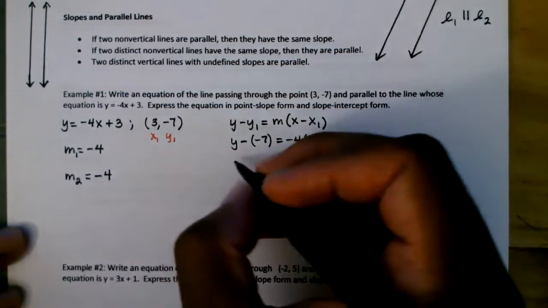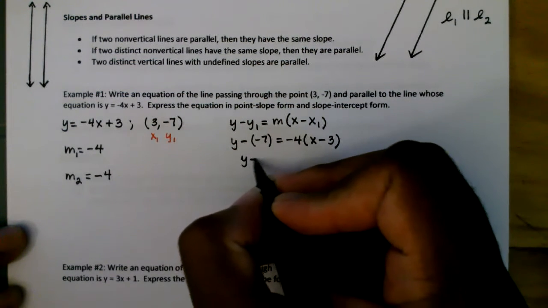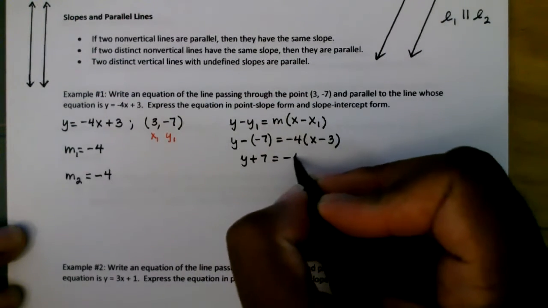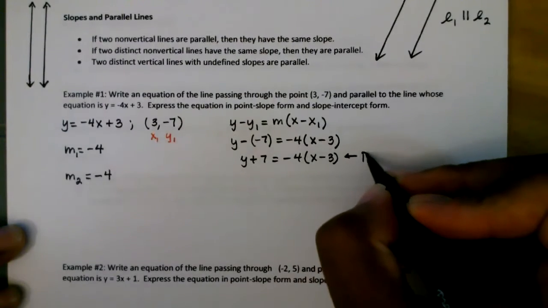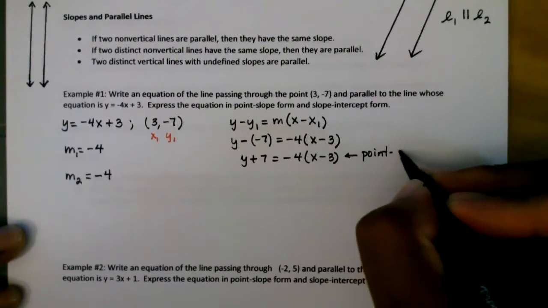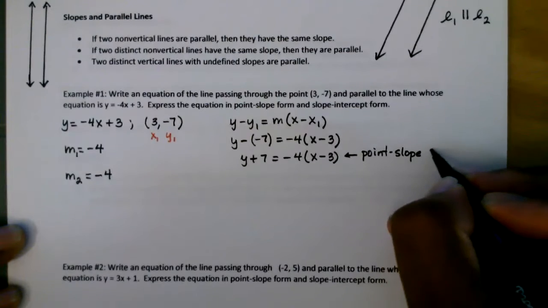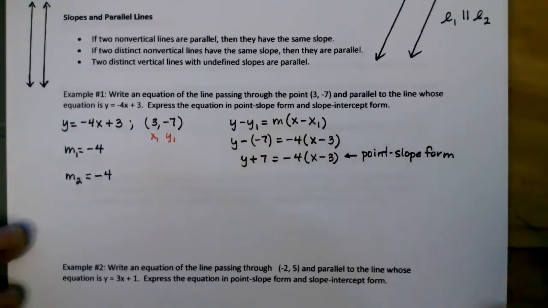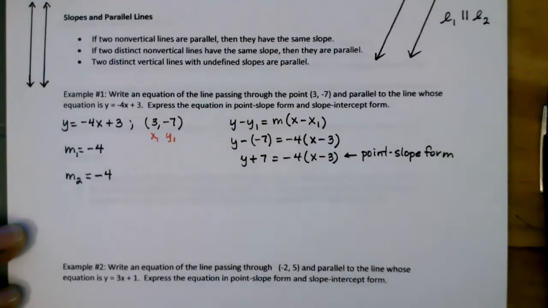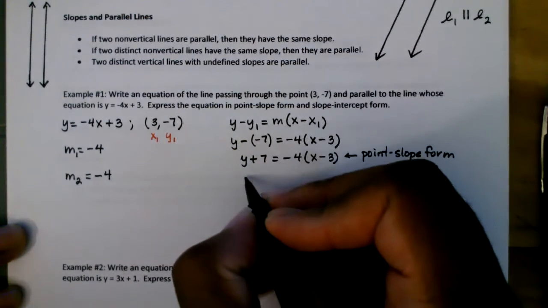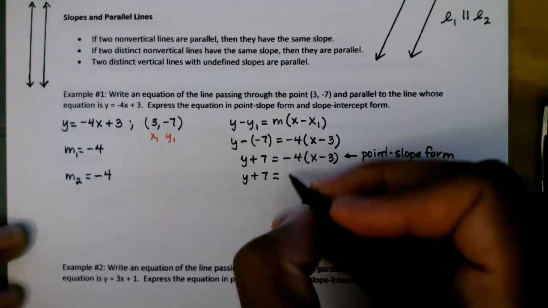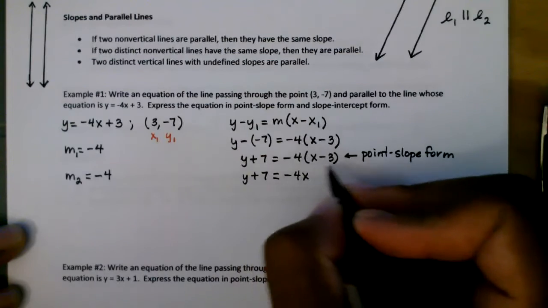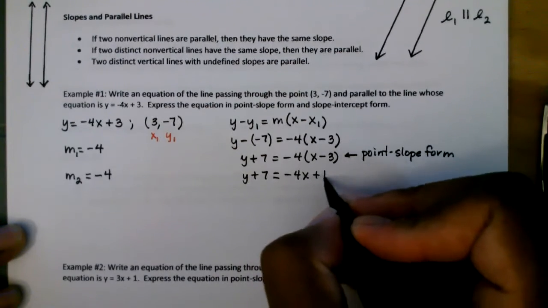Now, y minus -7 is y plus 7. That would be equal to -4 times the quantity x minus 3. This is considered to be point-slope form. Next we use the distributive property here. Bring down the y plus 7. That's equal to -4 times x, which is -4x, minus -4 times 3, which will be a plus 12.